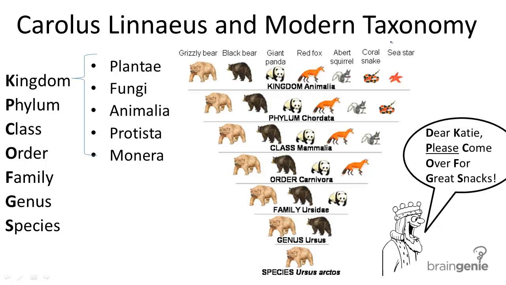Taxonomy is the system by which organisms are named and classified. Carolus Linnaeus classified organisms into a hierarchy of taxa. Taxa is plural for group, and taxon is one group. With Linnaeus' system of taxonomic structure, he originally grouped all organisms into five kingdoms, as you see here.